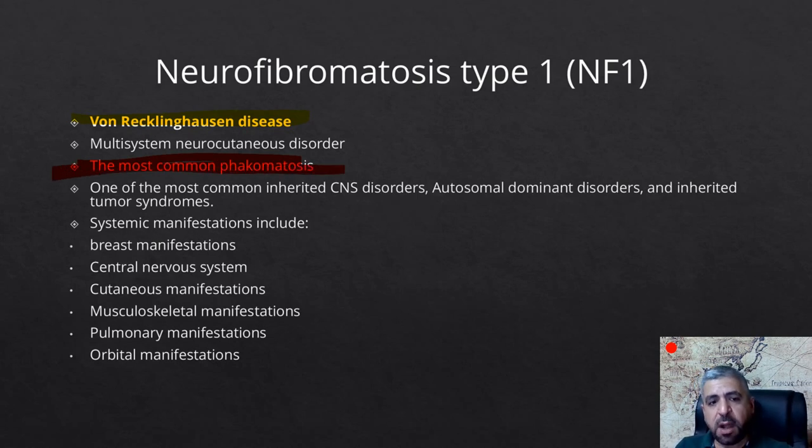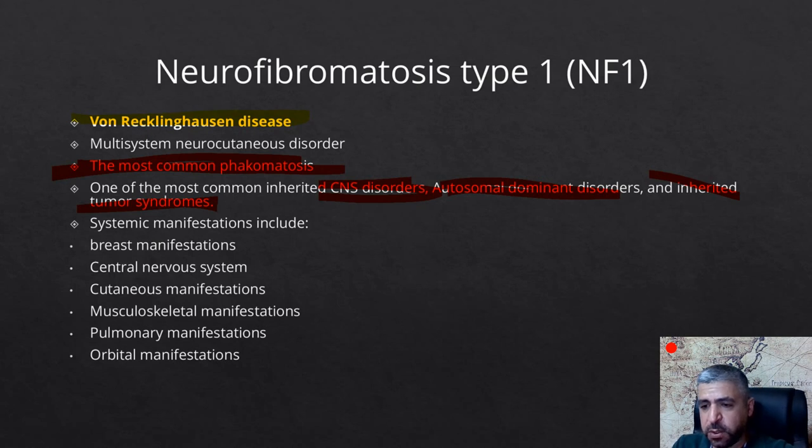It is one of the most common inherited CNS disorders, one of the most common inherited autosomal dominant disorders, and one of the most common inherited tumor syndromes. It's very common.